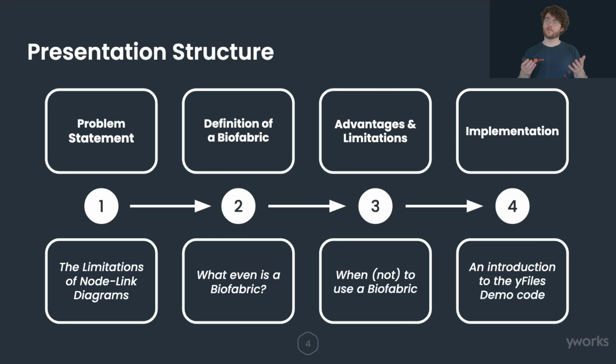We're going to hopefully deliver on these 4 promises by structuring the presentation as follows. First, we're going to talk about the problem that we're trying to solve. That is to say, the issues that exist with node-link diagrammatic representations. We're then going to define what a biofabric even is so we can subsequently discuss their limitations and advantages. With all that in mind, we're then going to talk about implementing one from scratch using our publicly available source code demo as an example.